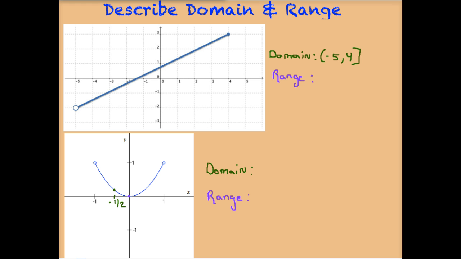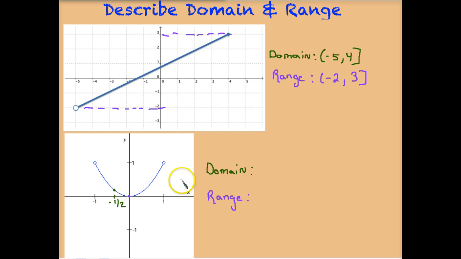Now let's consider our range. Our range goes from -2, it looks like here, but we do not include the -2 because of the open circle, and it goes all the way up to 3 up here on the top, and we do include that because of the closed circle. So when we write range, we'll start with a parentheses, -2, since we do not include the -2, and we will go all the way up to 3, but we do include the 3, therefore we have a bracket.